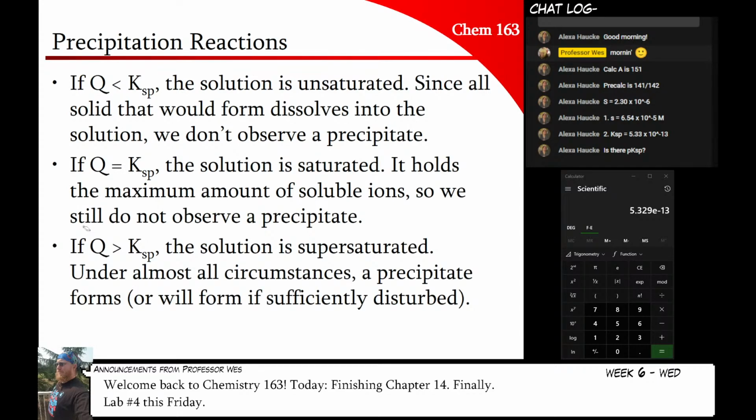This slide basically says what we just talked about from the perspective of saturated versus unsaturated versus supersaturated. If Q is less than KSP, then the solution's unsaturated. Everything dissolves. There's no precipitate. If Q is greater than KSP, the solution is supersaturated. A precipitate will form. And if Q equals KSP, you won't actually see a precipitate, but you are at the maximum amount of soluble ions that you can hold. And if you put in any solid, it will not dissolve.